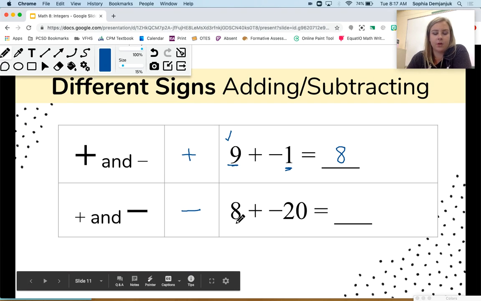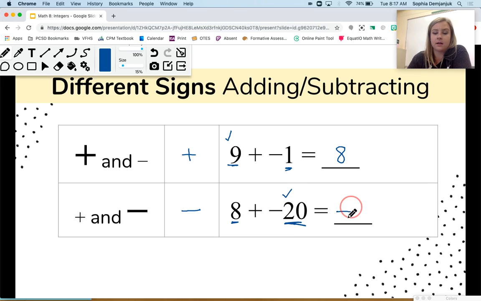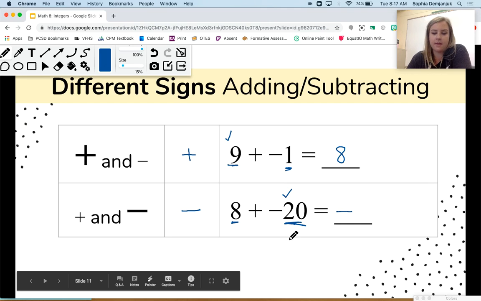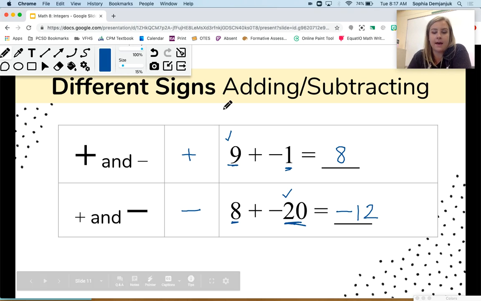In the second example, you're looking at 8 and 20, the absolute values, so you're not worrying about this negative sign yet. 20 is the bigger number, and since it's negative, that means your answer is going to be negative. And then you're going to subtract your two numbers, so 20 minus 8 gives me 12. And you can think about these examples as money as well. So if you have $9 and you owe someone $1, you're going to end up with only $8. If you have $8 and you owe someone $20, you're going to end up in debt with only $12 in debt.